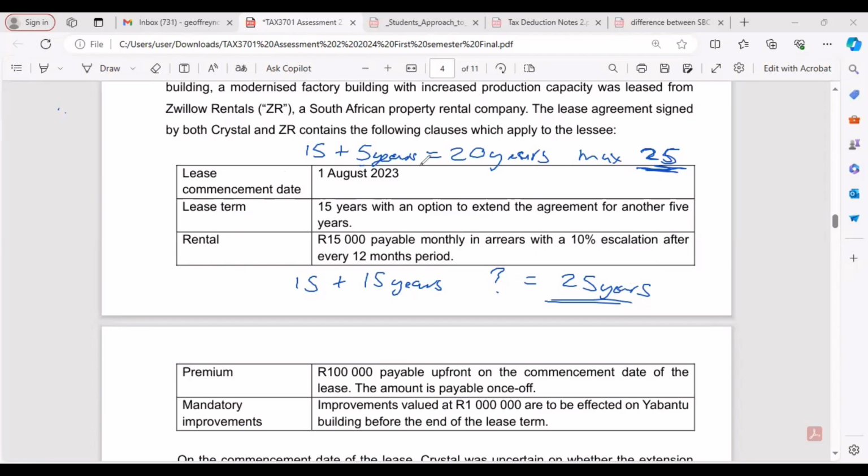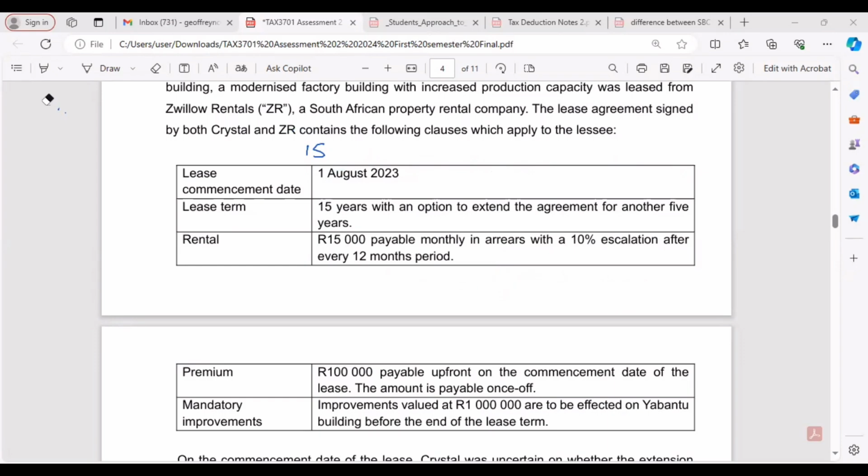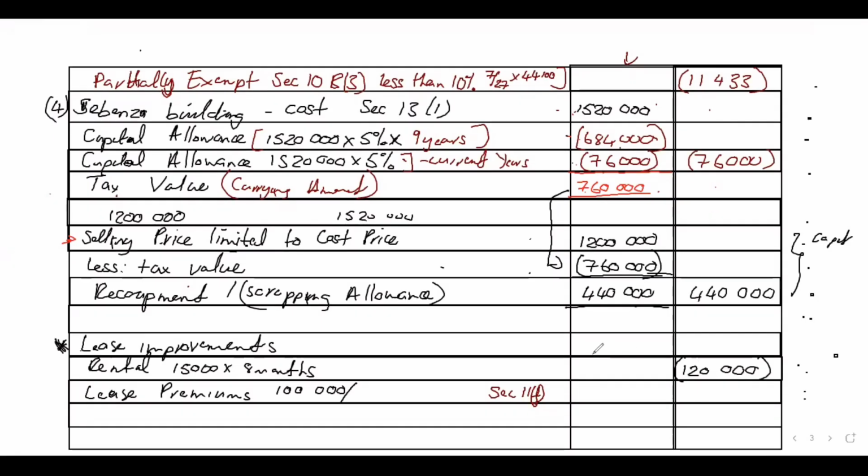So here they're not certain. That means we won't use that. We will only use the 15. So write down these things and then you practice just in case you get something. So we're going to use 15. That means our lease premium we're going to claim over what? Over 15 years.